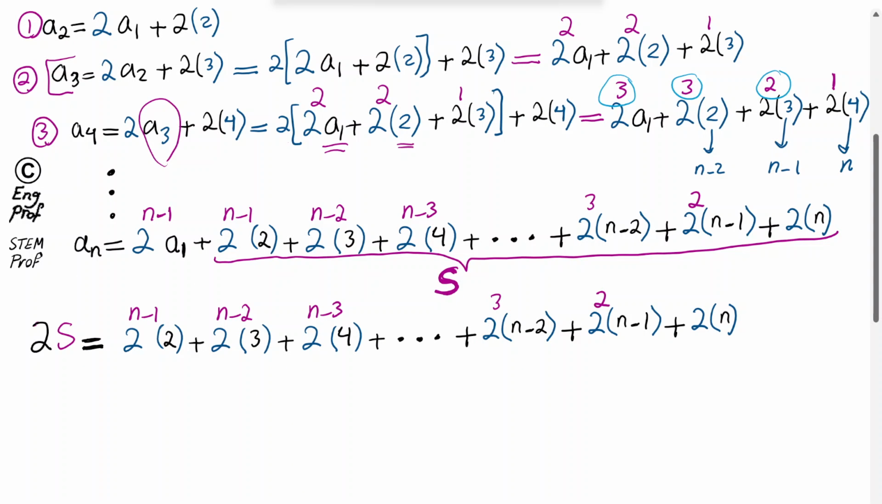Well, let's make the multiplication. So naturally 2 to the n minus 1 becomes 2 to the n, 2 to the n minus 2 becomes 2 to the n minus 1, 2 to the n minus 3 becomes 2 to the n minus 2, 2 to the 3 becomes 2 to the 4, 2 to the 2 becomes 2 to the 3, and 2 to the 1 becomes 2 to the 2. Okay, fine. What else can we do?